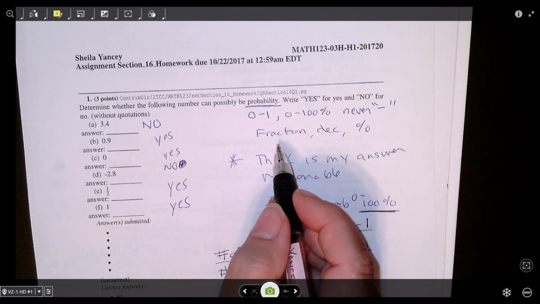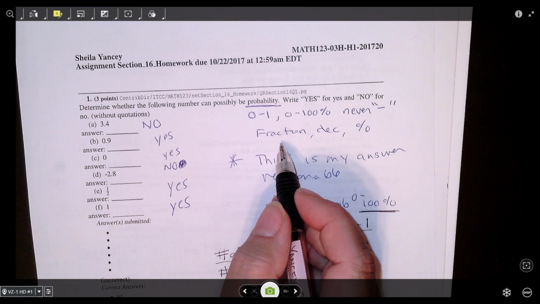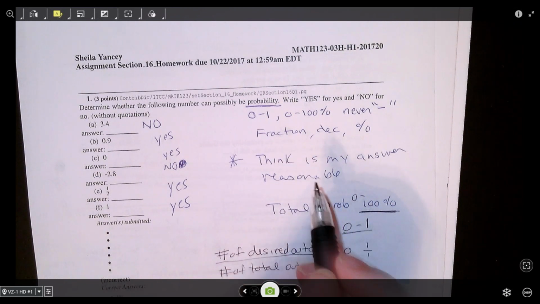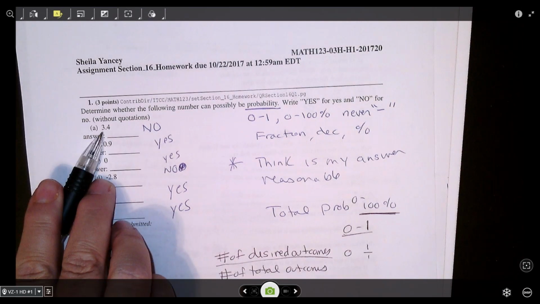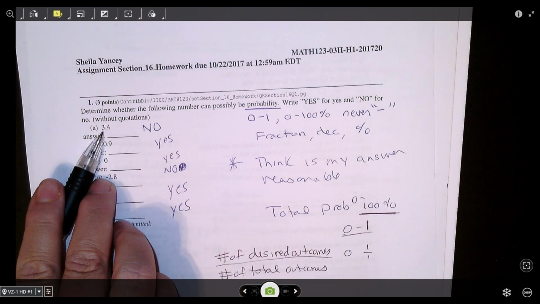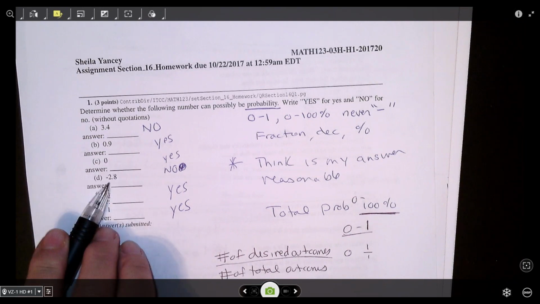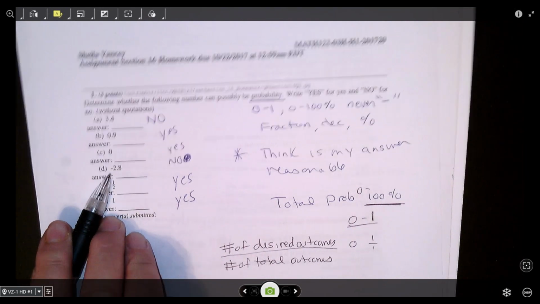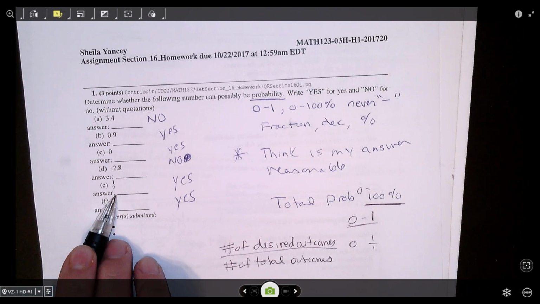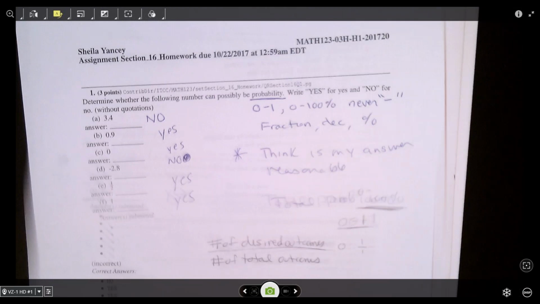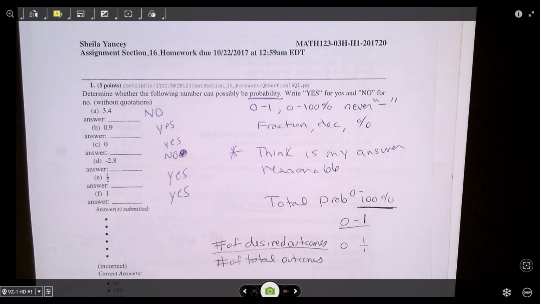Now, this is a good way for you to check: is my answer reasonable? It can never be negative. It can't be over 1 because it's up to 100%, which is a 1. So the first one would be a no. 0.9, yes, that would be reasonable. 0, yes. It can't be negative 2.8. Probability can't be negative. 1/2, is that between 0 and 1? Yes. And 1, yes. So that's a good way sometimes to check if your answer is reasonable.